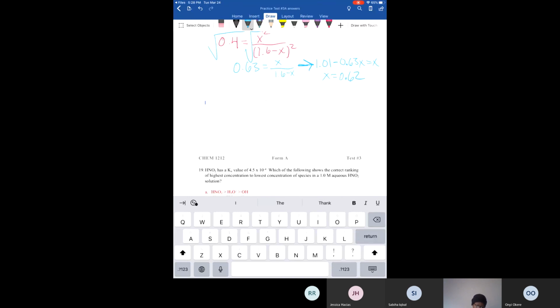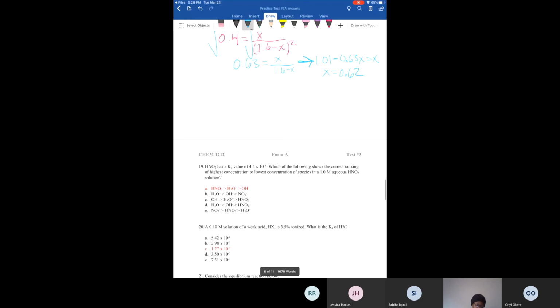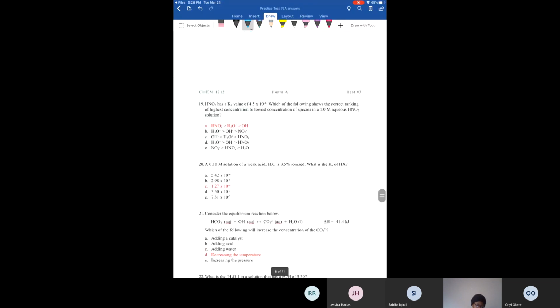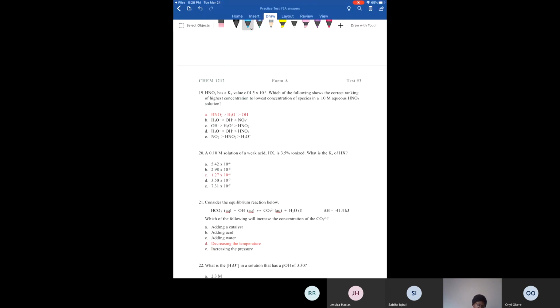So HNO2 has a Ka value of 4.5 times 10 to the negative 4. Which of the following shows the correct ranking of highest concentration and lowest concentration of species in a 1.03 aqueous HNO2 solution?